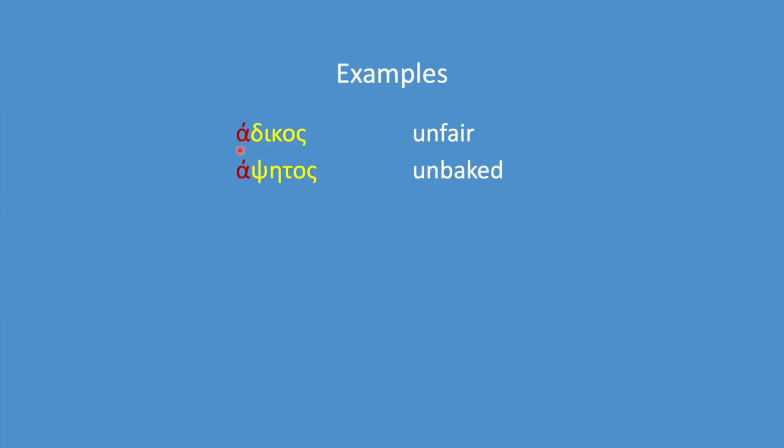Άδικος, unfair. Άψητος, unbaked. Ανάξιος, unworthy. Here we have a vowel, so we have an. Άνεργος, unemployed. Again, we have a vowel, so we have an.